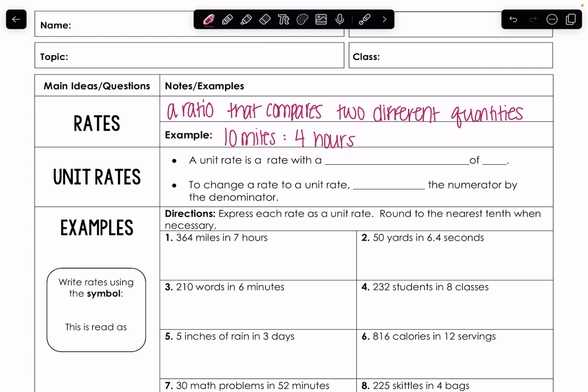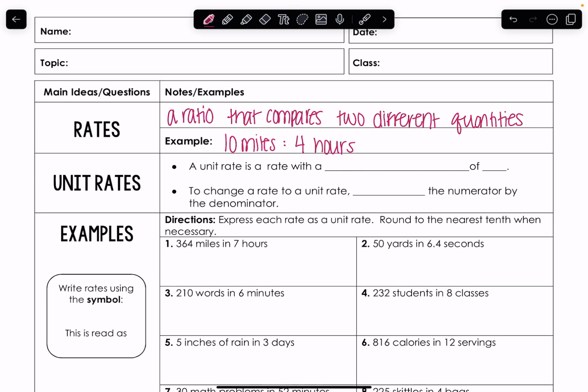Or words per minute, or calories per serving. There's a rate behind that, an amount. So we can compare any two different units. They don't need to be in the same unit because they're not measuring the same thing. Miles is measuring distance. Hours is measuring time. So I can't convert those into the same thing. Now, if I was comparing 2 hours and 60 minutes, then I would need them to be the same unit, since they're both a measurement of time. But for today, we don't need to worry about that.